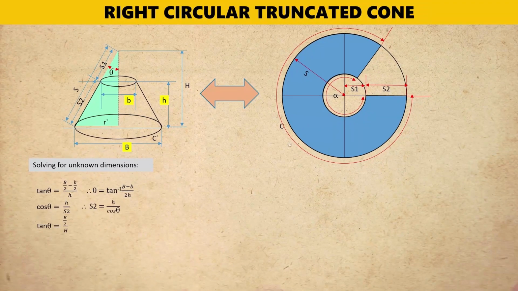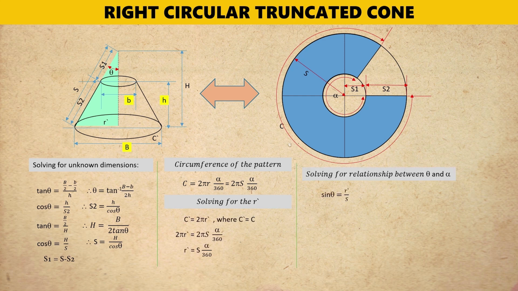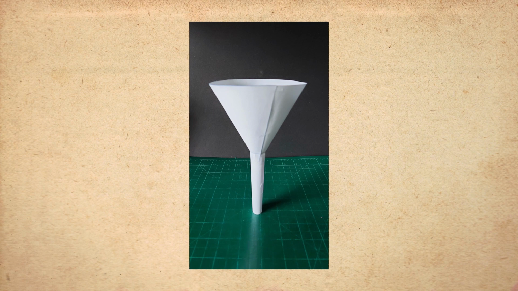Once the angle theta is known, you can now compute the total height denoted by capital letter H, and the slanted height S1, S2 and S. Deriving the relationship between the angles theta and alpha will be similar to the right circular cone. The same relationship is established, that is the angle theta is equal to the inverse sine of alpha, divided by 360.